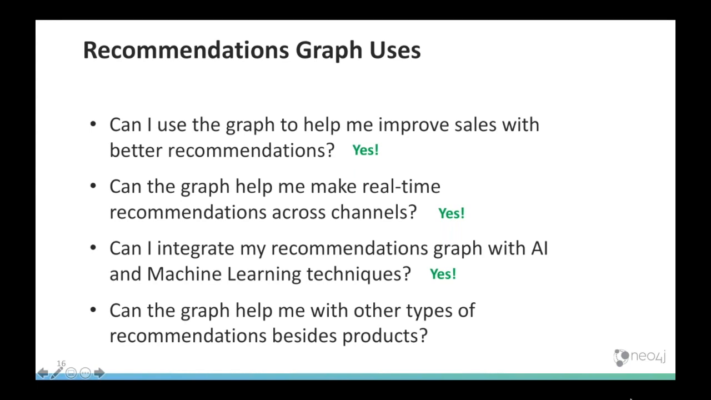And can the graph help with other types of recommendations besides products? Yeah, so we already talked about logistics and how you can make recommendations there. There are also recommendations for content. If someone is searching on your site, maybe looking for something about a particular product or a particular product line, being able to recommend to them the most appropriate documentation or the most appropriate part of your site for them to go to, the highest rated recommendations work in that sort of scenario as well.